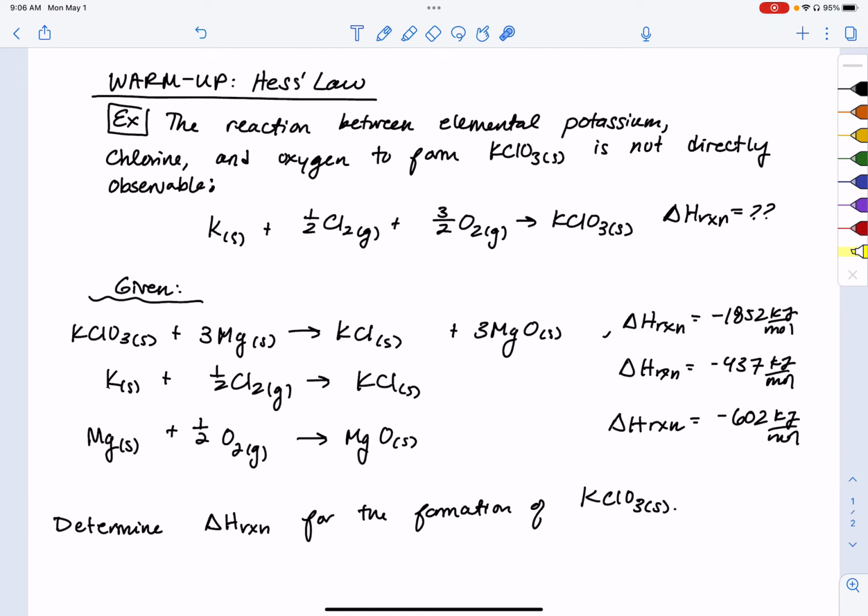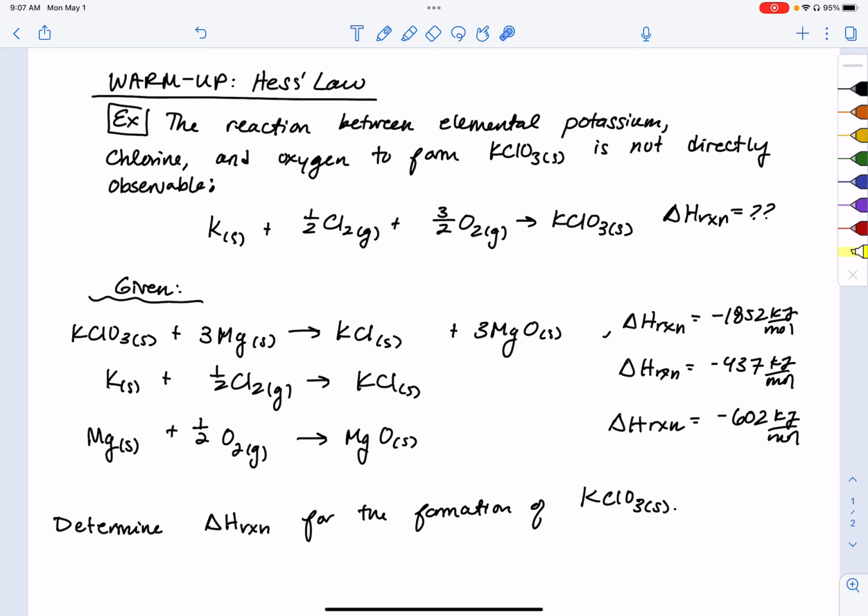So even though we can write out what this reaction is, and we can't measure its heat of reaction, how could we possibly find the heat of reaction if we can't determine its temperature changes from calorimetry, and we also can't measure its standard heat of formation because this is the formation reaction that's unobservable? Well, the only means that we have left, if we can't use calorimetry and we can't use our standard heats of formation to determine the heat of reaction, is by applying Hess's law.